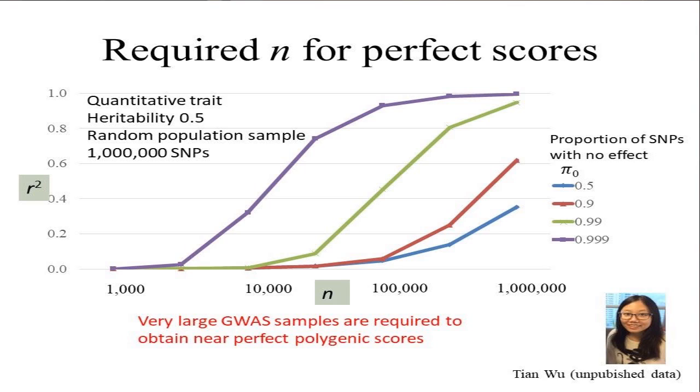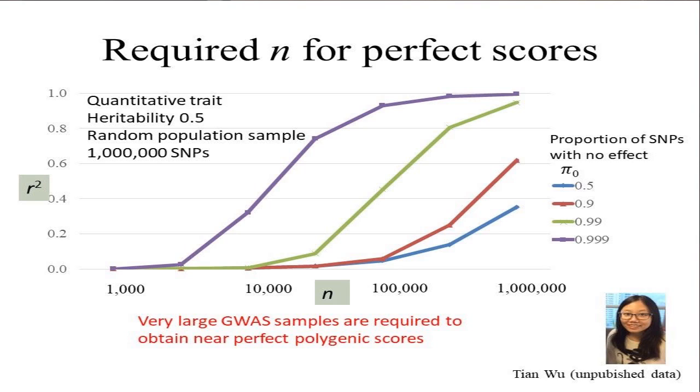So pi 0 is the proportion of SNPs that have no effect. The simplest case is that the vast majority of SNPs have no effect, and only 0.1% have an effect. So these SNPs with an effect will have quite a large effect compared to the most complex situation here, that half of the SNPs have no effect. So the other half of the SNPs have an effect, so the effect size will be very tiny.